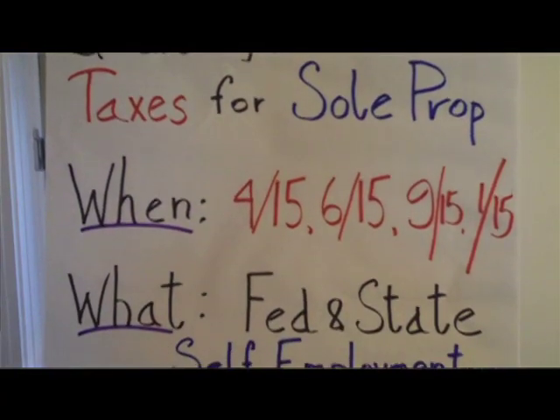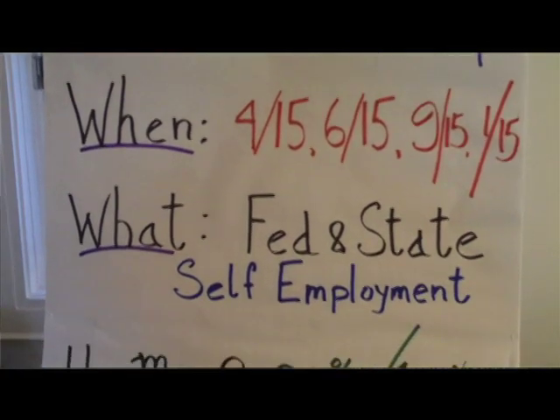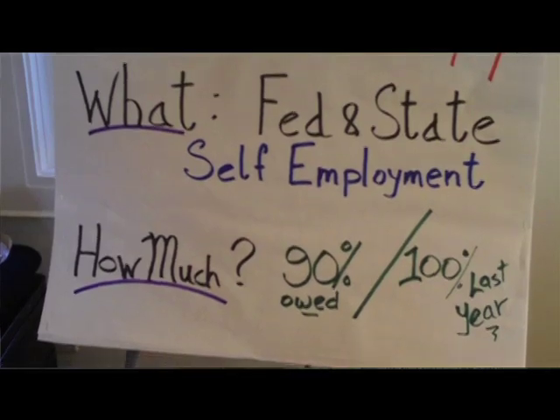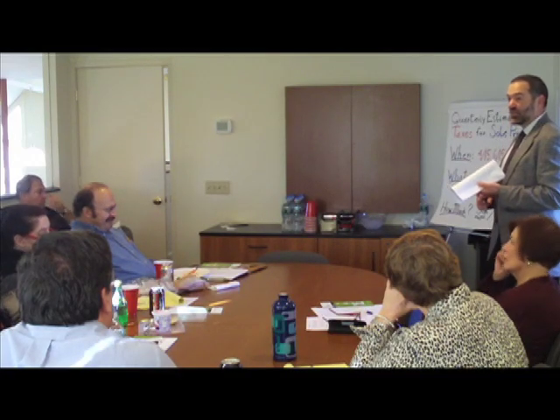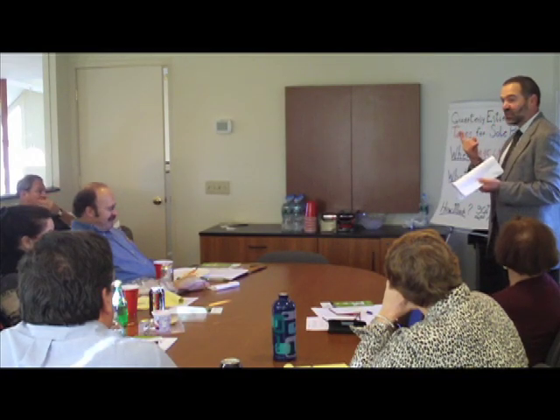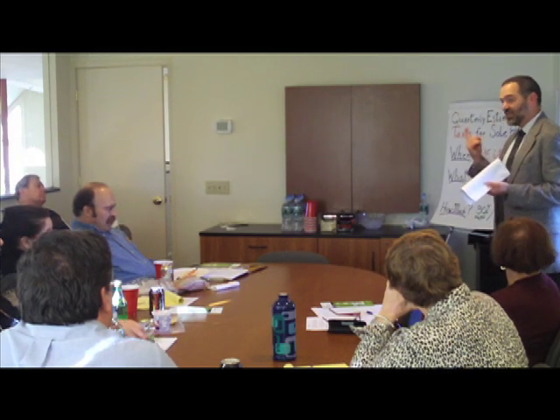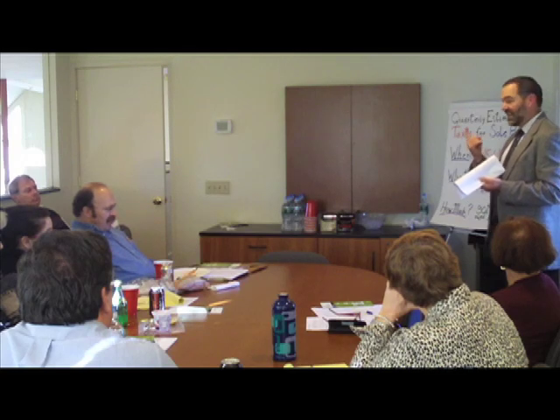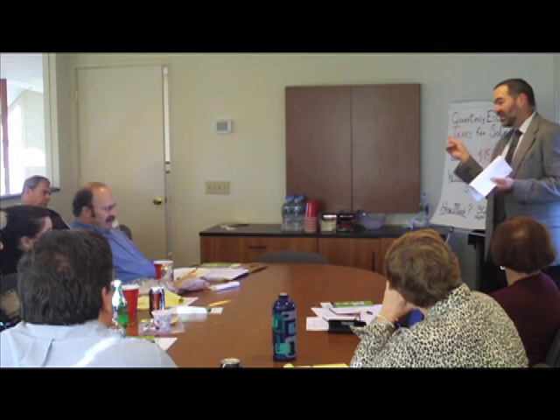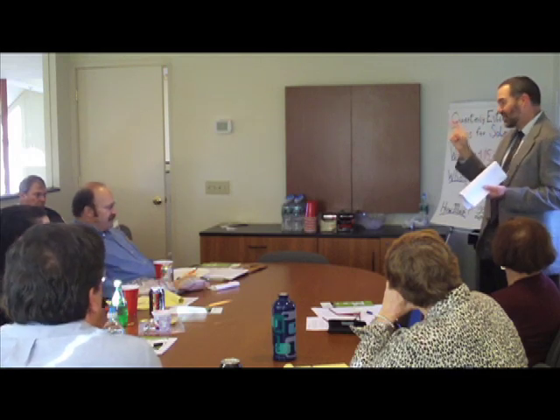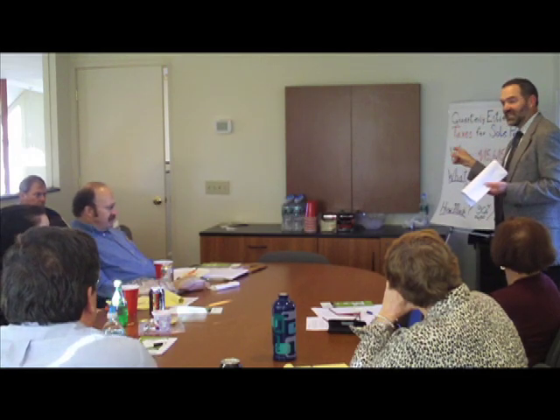The government wants an even flow of money from you, which is why they set up the quarterly payments. You could receive one commission check on December 30th for the entire year, and the government's going to average that out over the entire year and say you should have paid quarterly taxes in April, June, September on that income.